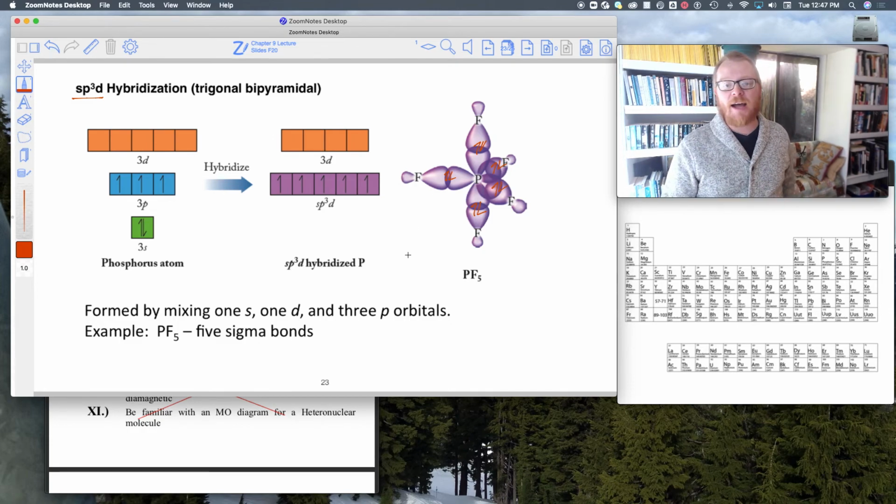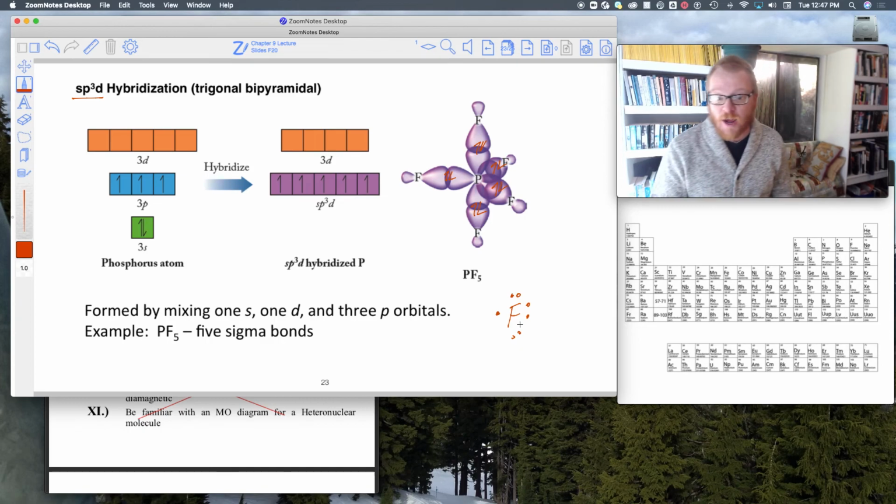And I can get 5 bonds out of that, because now if I pair this phosphorus up with fluorine, for example, and remember fluorine as an atom looks like this, right? Fluorine's 7 valence electrons. It has 1 unpaired electron. So it is quite happy to pair up with that sp3d hybridized phosphorus to give us 5 sigma bonds, which we call trigonal bipyramidal for the electron geometry. In this case, also the molecular geometry would be trigonal bipyramidal.